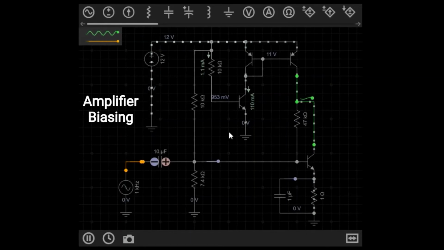This next circuit is about amplifier biasing. It is a high voltage gain common emitter amplifier. Please note that this circuit was just cobbled together on a simulator only to illustrate the concept without much thought going into the values of these components.